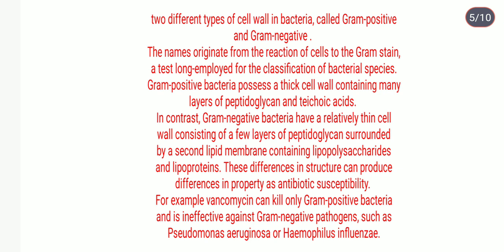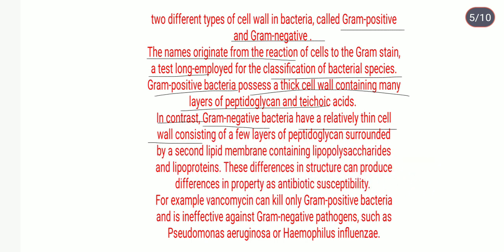On the basis of gram staining, bacteria are divided into two types, gram-positive and gram-negative. The name originates from the reaction of cells to the gram stain, a test long employed for the classification of bacterial species. Gram-positive bacteria possess a thick cell wall containing many layers of peptidoglycan and teichoic acid. In contrast, gram-negative bacteria have a relatively thin cell wall consisting of a few layers of peptidoglycan surrounded by a second lipid membrane containing lipopolysaccharide and lipoprotein.